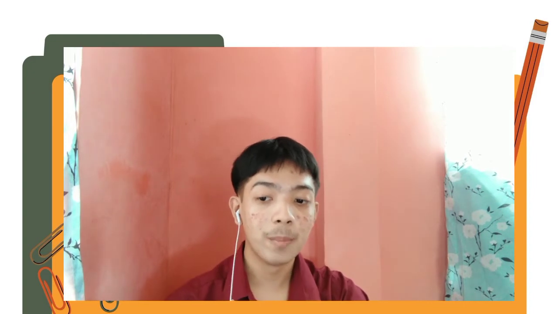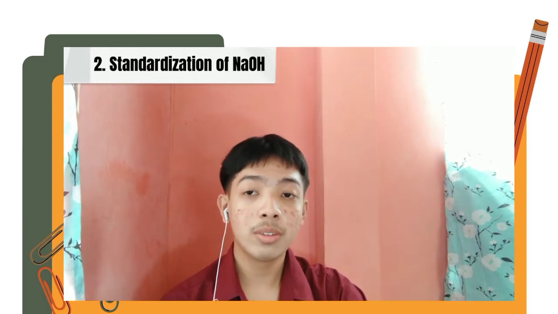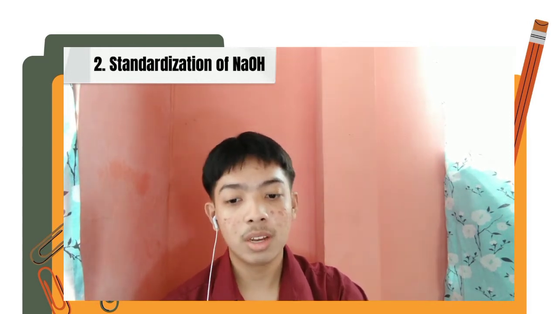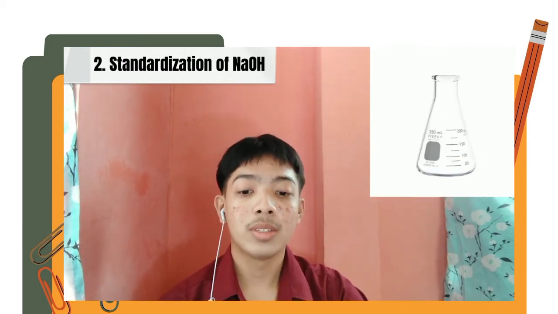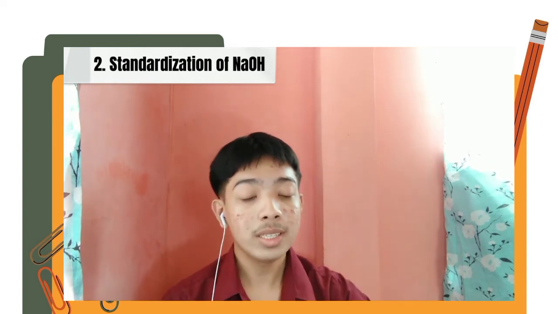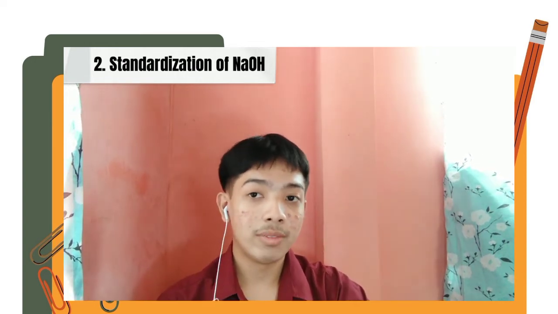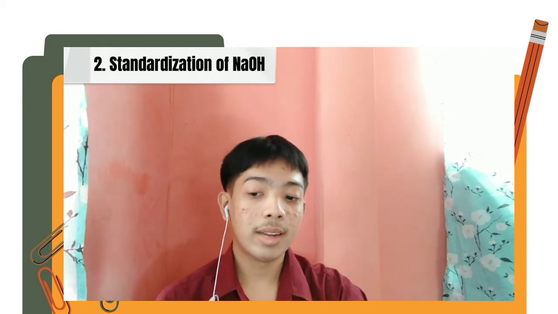And then the second step we need to do, mag-proceed tayo sa standardization of sodium hydroxide. So take note of the weight and the percentage of purity of the pre-weighed KHP in the Erlenmeyer flask, and then add about 70 ml of the given distilled water, and then swirl to mix and dissolve the solid. And then after that, add 3 to 4 drops of phenolphthalein indicator.